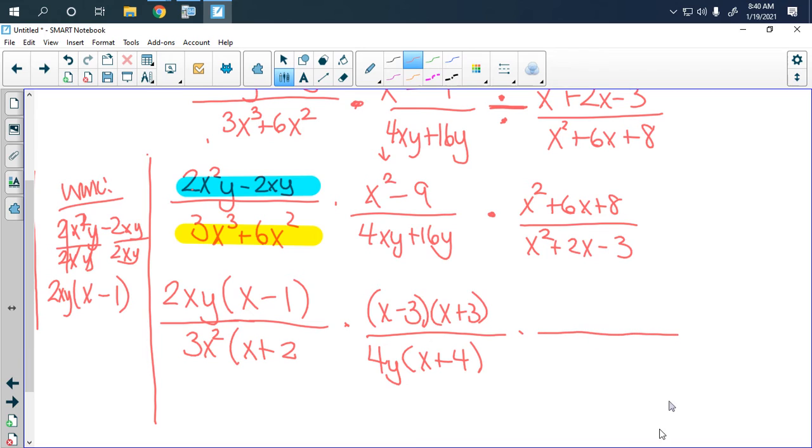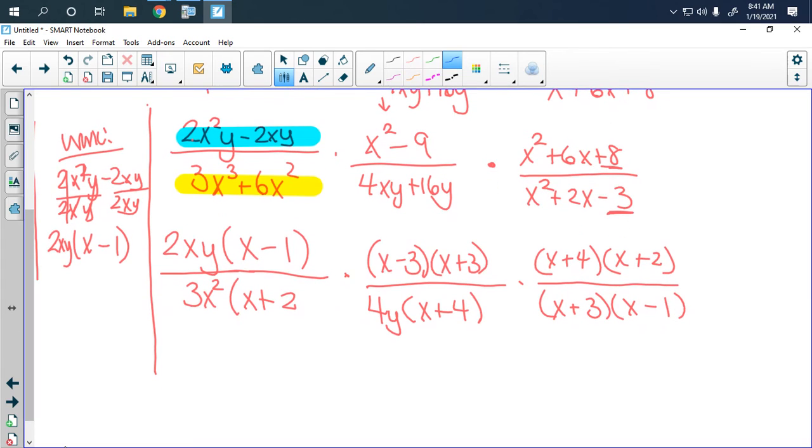And then here we've got trinomials, so I'm going to factor those. There's no GCF here, so I need two numbers that multiply to 8 and combine to 6. So that's going to be positive 4, positive 2. And then in the denominator, I need two numbers that multiply to negative 3 and add to 2. So that'll be x plus 3 and x minus 1. And here comes the fun part. Once we have everything factored, we get to cancel.